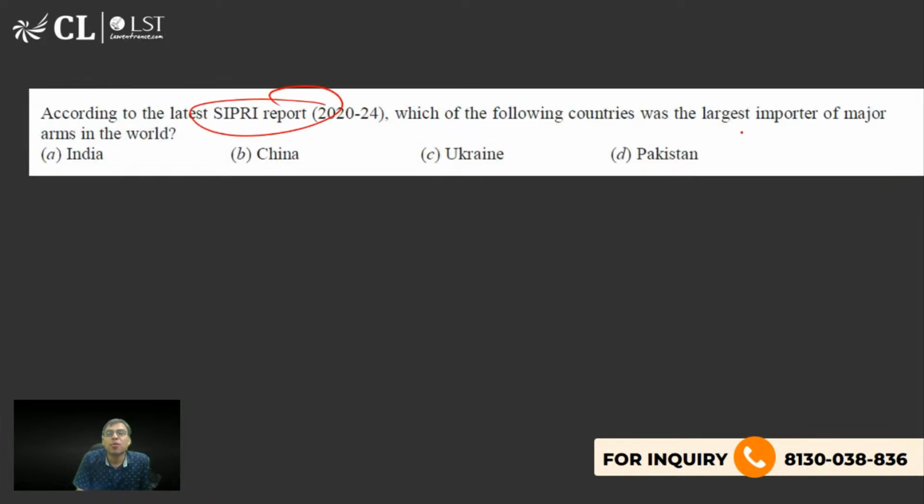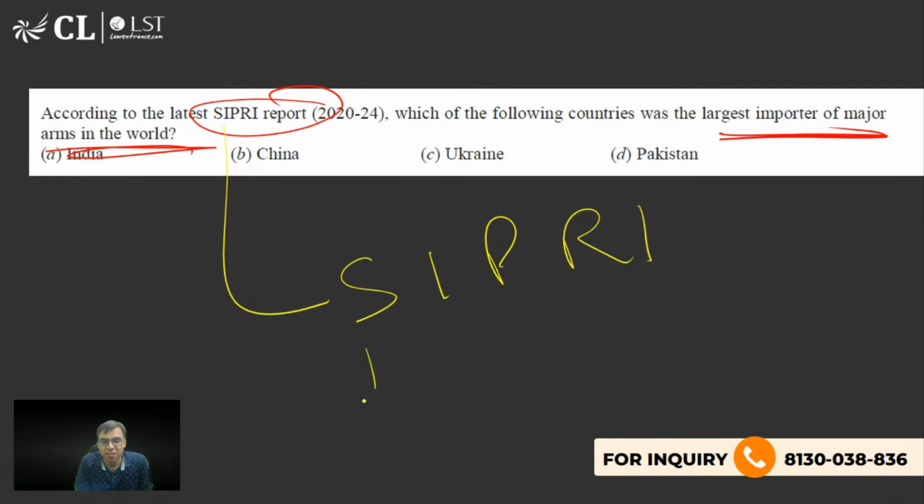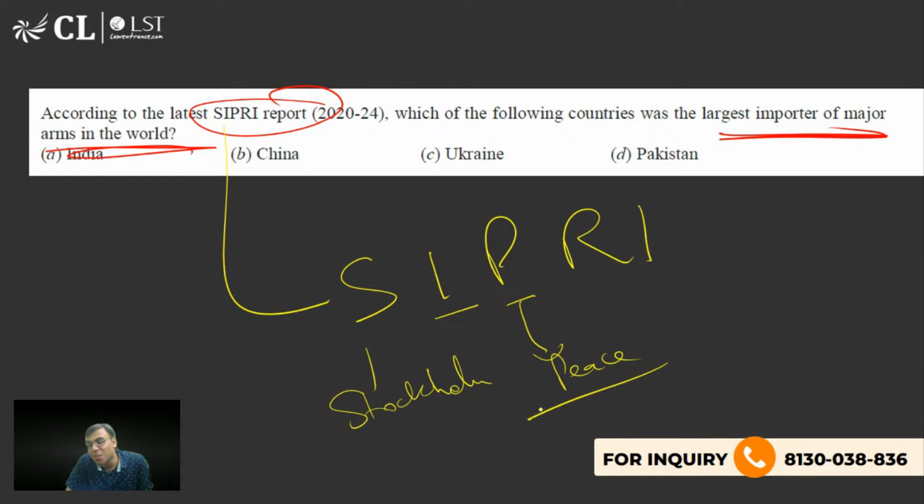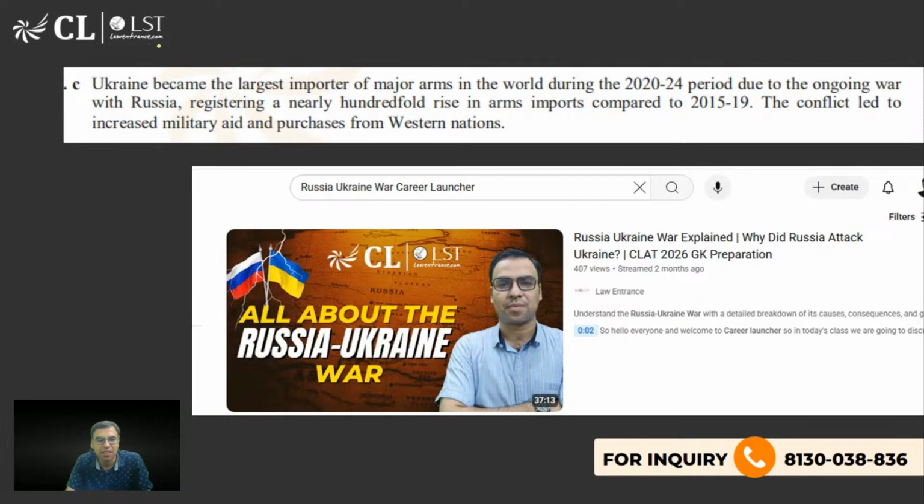According to the latest SIPRI report, the largest importer of major arms in the world. SIPRI's full form is Stockholm International Peace Research Institute. They research peace, but in truth their research is related only to arms imports. Peace is written in the name, but they talk about arms. So Ukraine, because I hope you are aware, the Russia-Ukraine war is happening, so Ukraine is getting a lot of military weapons from Western countries. Earlier it was India, but now it is Ukraine.